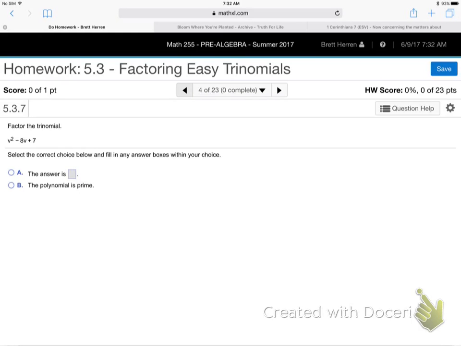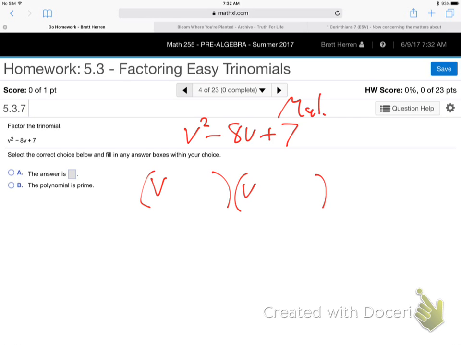All right, so what do we got? V squared minus 8v plus 7. Okay, 2 parentheses. V's in the front. 2 numbers that multiply to be positive 7, add to be minus 8.